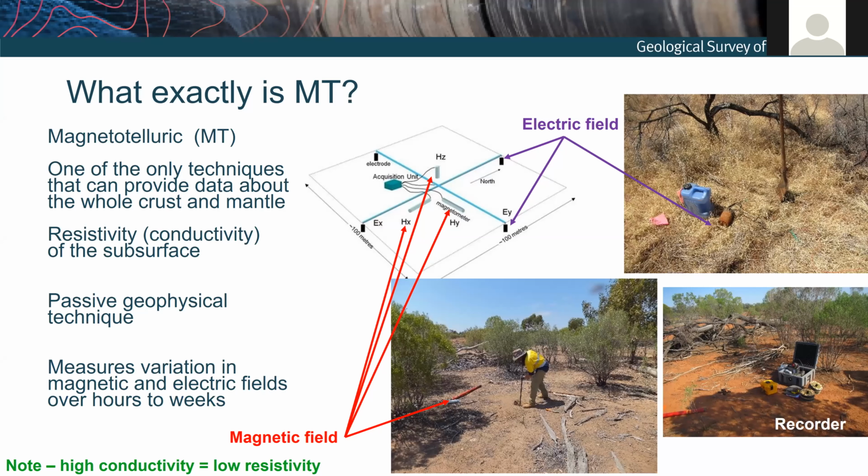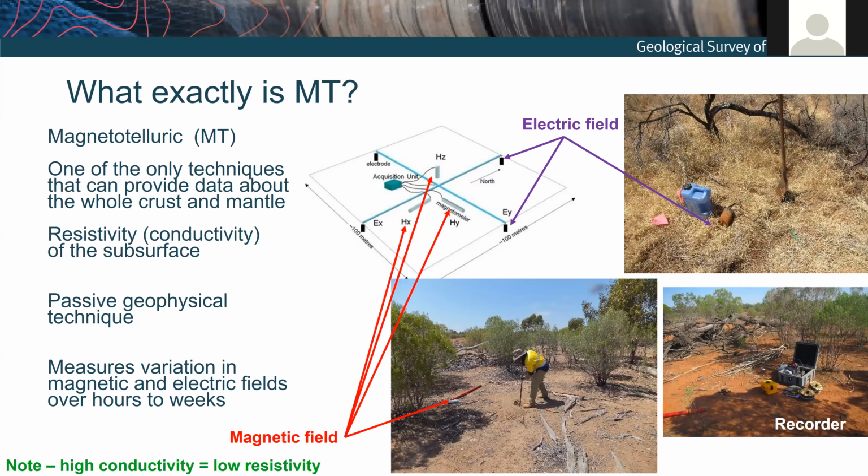Probably one of the big selling points of MT data is it's one of the only techniques that can provide information not only about the whole crust, but also the underlying mantle. So it's quite an exciting technique. It tells us about the subsurface resistivity or conductivity. And in contrast to a lot of other electrical techniques, it's actually a passive one. So we don't have any active source on the ground. We're just relying on natural variations in the Earth's electric and magnetic fields. And that's what we measure.